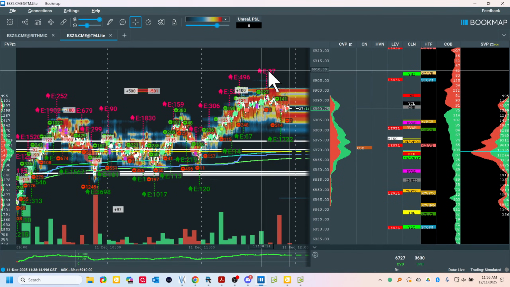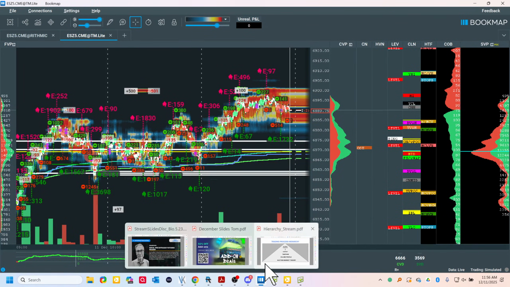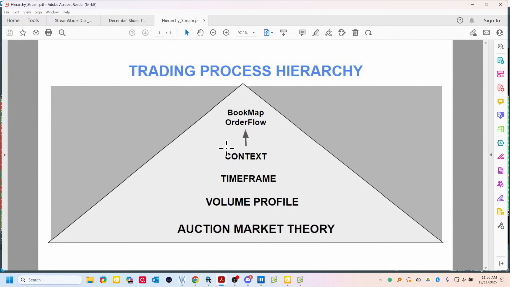And when I mentioned about this hierarchy or process of trading, I mentioned to you that it's time frame.